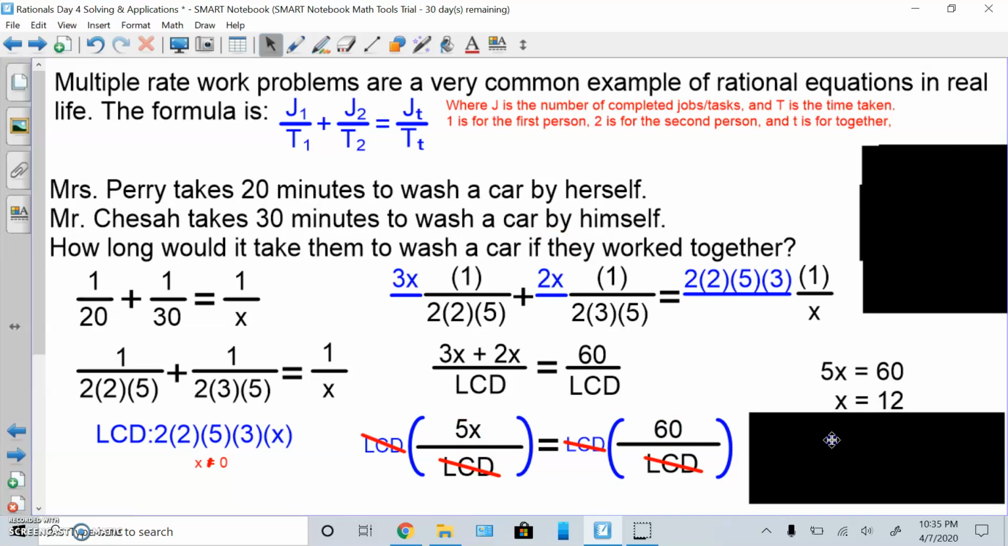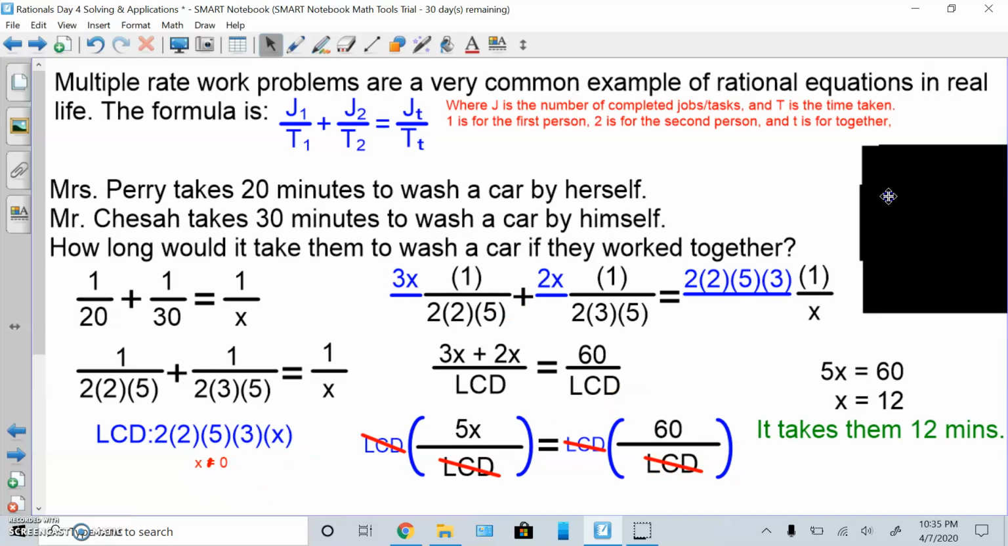Divide both sides by 5. You get x equals 12. Before you box the answer, check, is that in our restriction? 12 is not in there, so we're good. So it takes them 12 minutes together to wash a single car. And that's it.